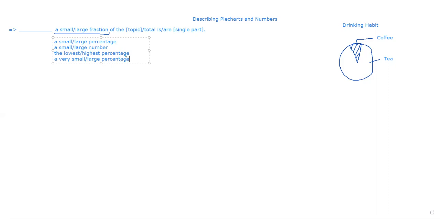You can also write a very small or a very large proportion as well. Instead of percentage you can also use proportion. So these are the expressions that you can use interchangeably, alternatively.